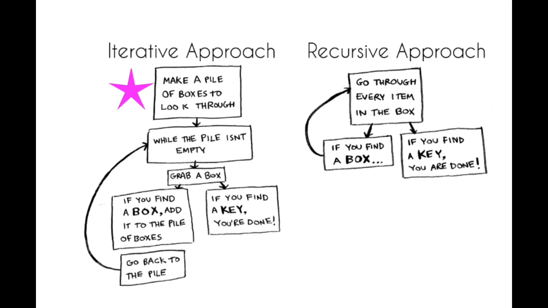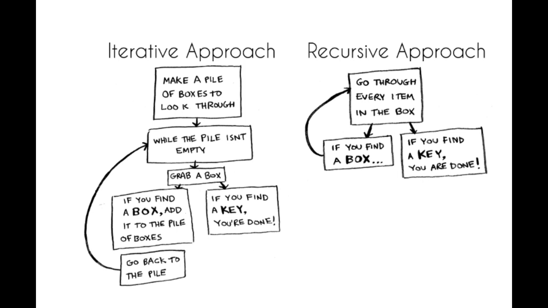So here are the diagrams that they have explaining this. The iterative approach is making a pile of your boxes to look through. While the pile isn't empty, you're going to grab a box, and if you find the key, you know you're done. Otherwise, if you find a box, add it to the pile of boxes, and then you go back to the pile and keep repeating until you find the key.